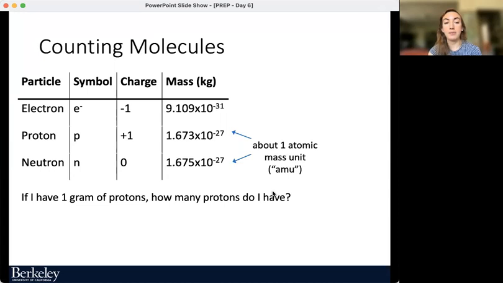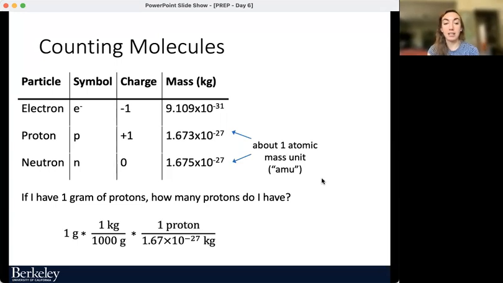So if I have 1 gram of protons, how many protons do I have? This math is kind of... they're not easy numbers to work with, like 2 minutes and 60 seconds or whatever. But the concept is the same.